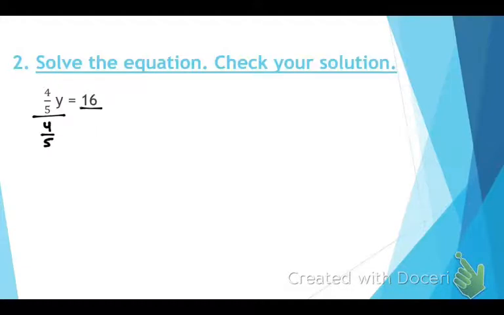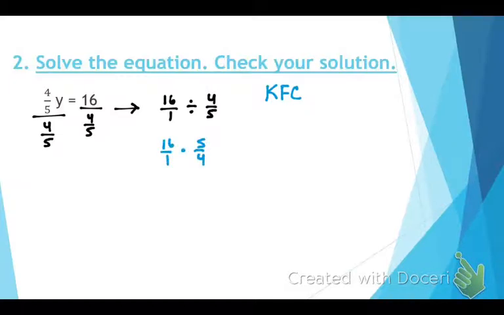Now here's the deal. We have learned before that we are not allowed to divide fractions, okay? So if I was to write this over here, that means 16, I could say over 1, divided by 4/5. But remember, we can't divide fractions, so what method do we have to use? KFC. We have to use the KFC method, where you keep the first one, flip the second one, and change the operation.